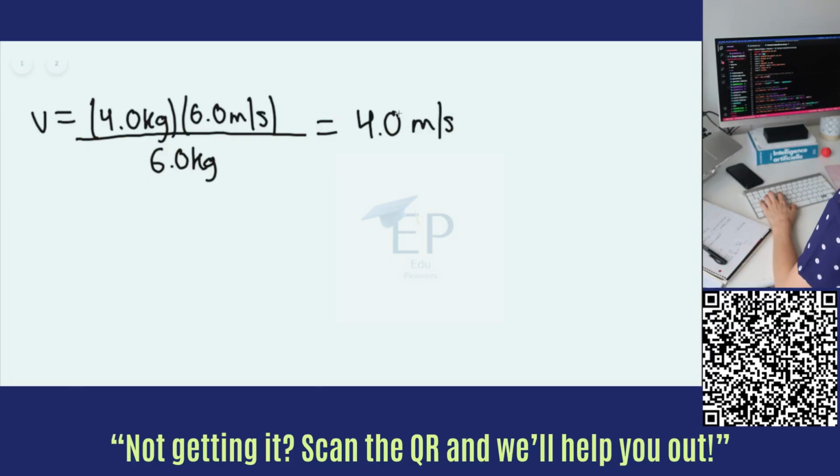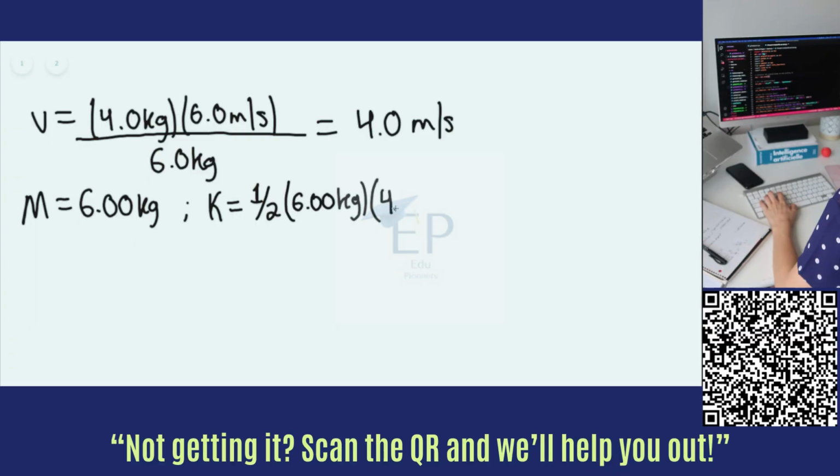So at the end of the impact itself, while block 1 is still at the same position as before the impact, the system now has a total kinetic energy. Now we're going to be using that the mass is equal to 6.0 kilograms, the total mass, and the kinetic energy would then be equal to 1/2 times this mass, 6.00 kilograms, multiplied by v squared, so 4.0 meters per second quantity squared. This is equal to 48 joules.